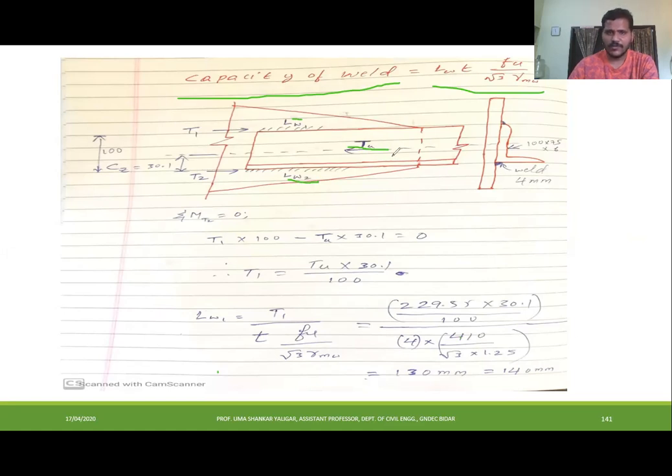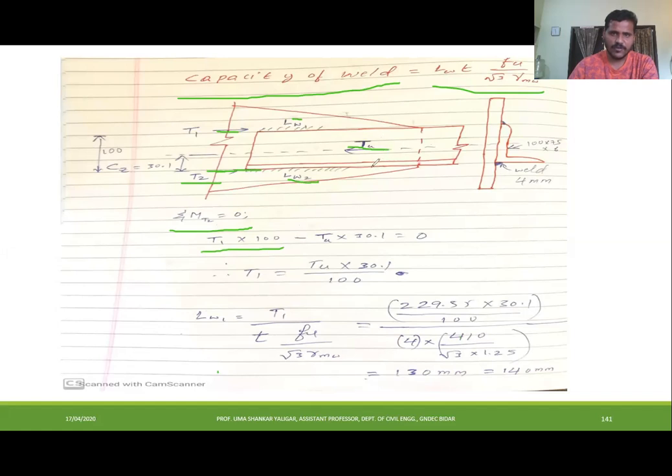Okay, because whenever the tensile force is applied here, these two will come under resistance. Now, if you take the moment at T2 equal to 0, at this point, then you will get T1 into this distance. T1 into this distance is how much? This is 100. So T1 into 100 minus Tu into this distance.